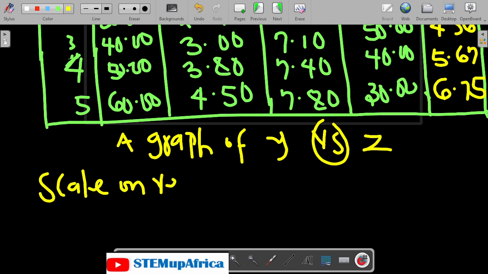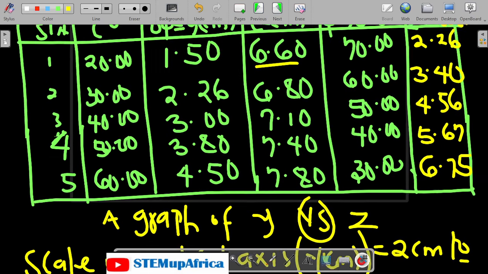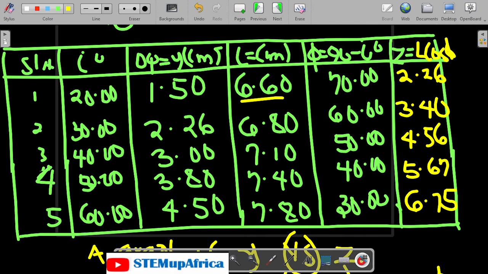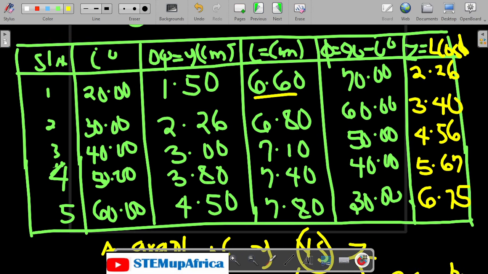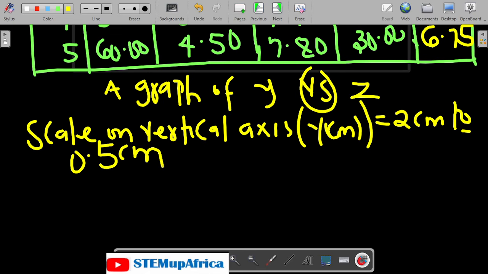on vertical axis. And which of the axes is the vertical? My Y, in centimeter. What are we having? Always use 2 cm to how many units? So let's check the highest value of Y and the lowest value of Y. The highest value of Y is 4.5. The lowest value of Y is 1.5. So I can use 2 cm to 0.5 units for the vertical.